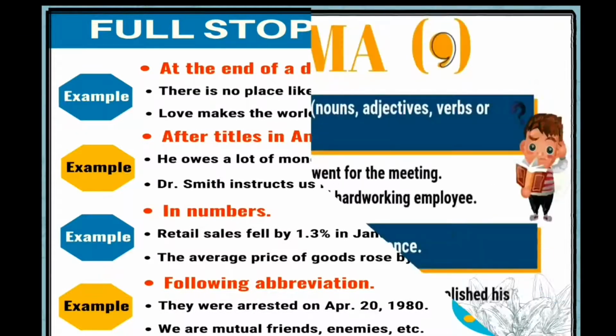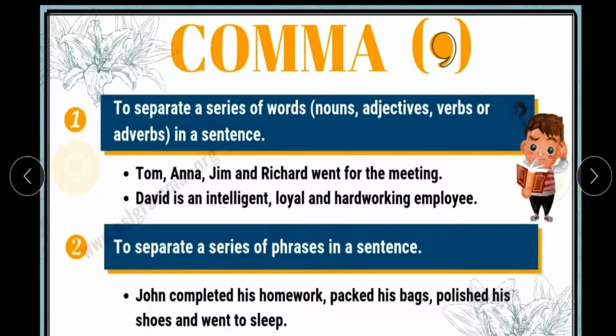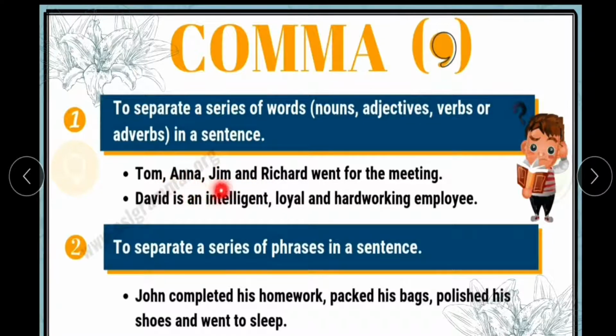Okay. Here comes comma. Comma is used for giving a pause in a sentence, when we are speaking or writing, in both places. We give a pause if there is any series of words like nouns, adjectives, verbs, or adverbs. You can see the examples here. Tom, Anna, Jim, and Richard went for the meeting. So here there is a series of nouns, right? That's why I have to put the commas between them.